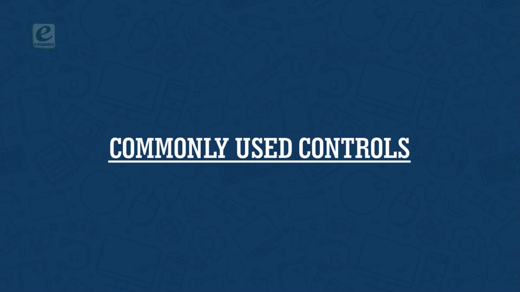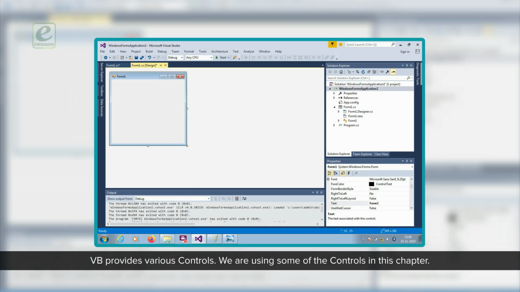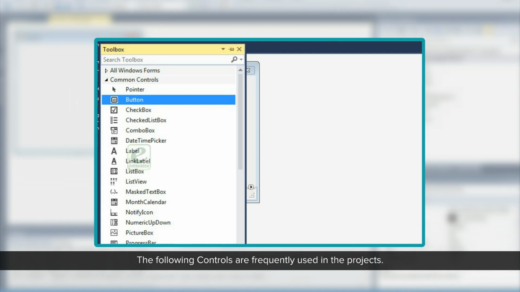Commonly used controls. VB provides various controls. We are using some of the controls in this chapter. The following controls are frequently used in the projects.